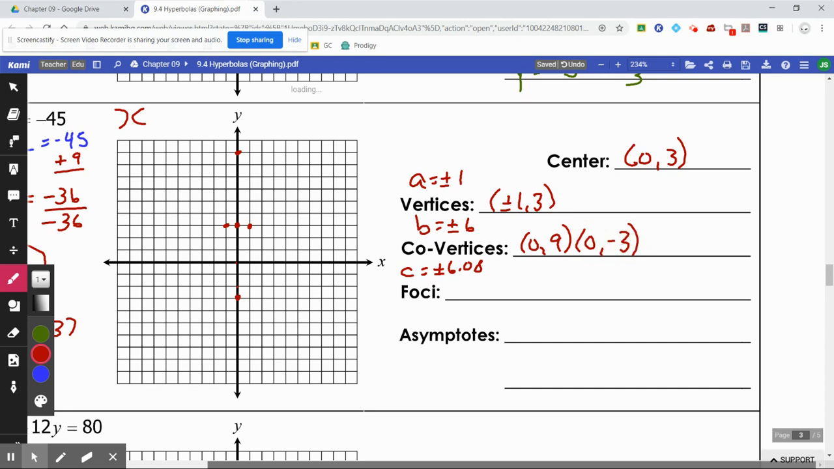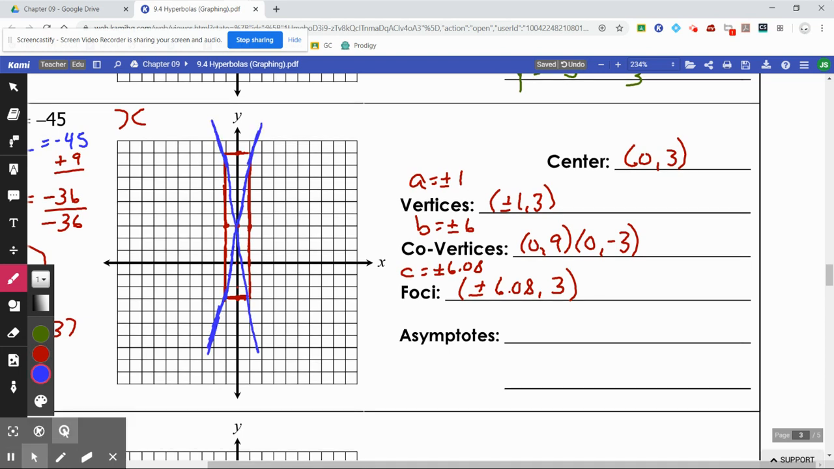Your foci are going to be right and left of your center. So that's going to be, we can write that as plus and minus 6.08, comma 3, the two foci. Now let's draw the box and then the asymptote lines. And there we go.